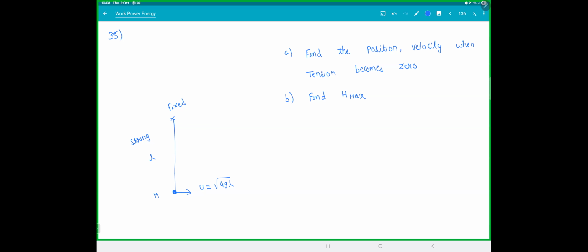Let's see. Velocity is fine. Give me H max. Reshman, why are you getting such good numbers? Right, Anvita. Something happened with Reshman. Let's see. You're making some mistake.